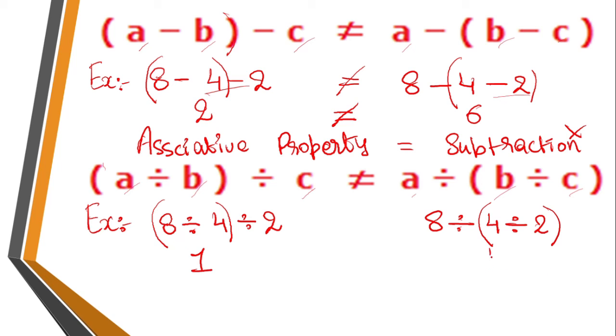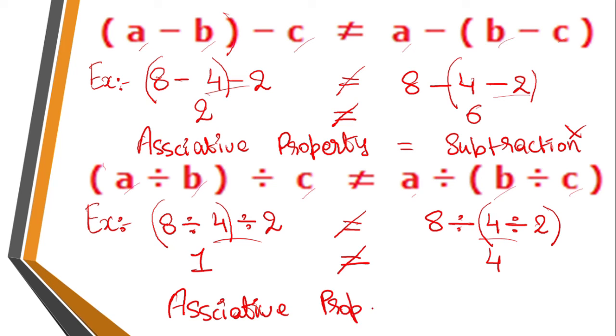So here our answer will be 4. And 1 and 4 are not equal, right? Then this operation and this operation are also not equal. And not only this operation, if you take any operation and divide it by grouping, you will not get the same answer on both the operations. So we can say that associative property does not hold true for division and subtraction, but it holds true for addition and multiplication. So this was associative property.